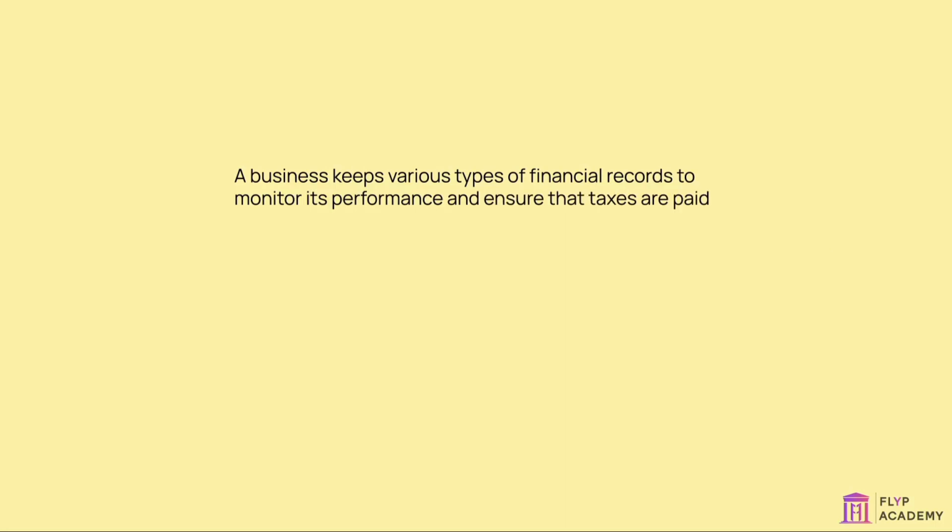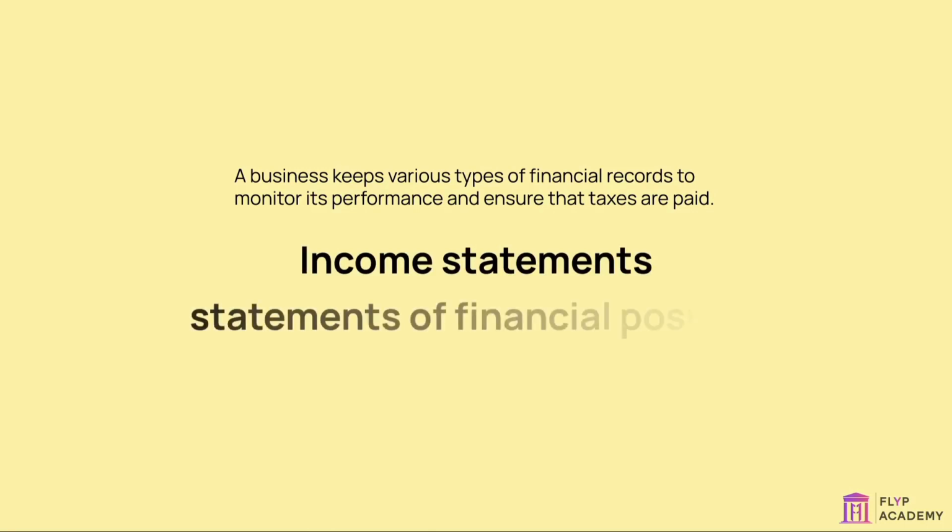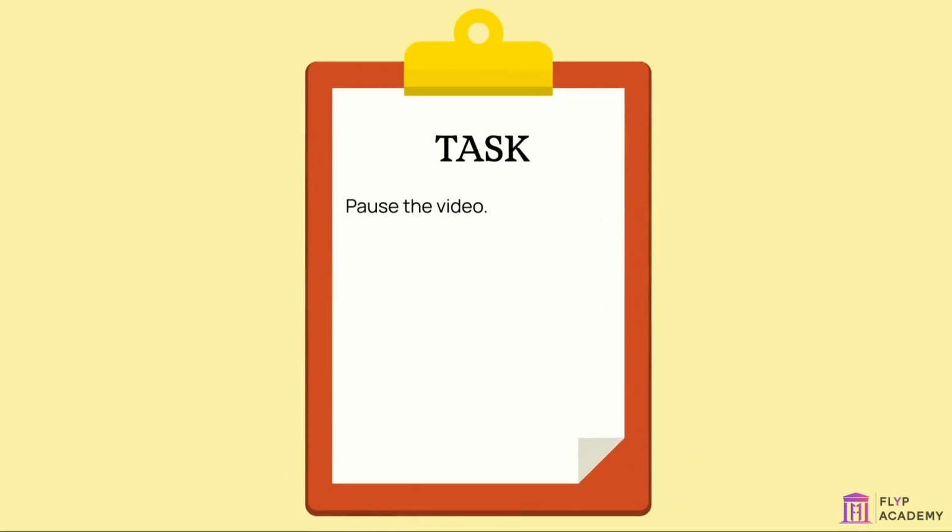A business keeps various types of financial records to monitor its performance and ensure that taxes are paid. These include income statements and statements of financial position. Task: pause the video. Create a definition for the words assets and liabilities.